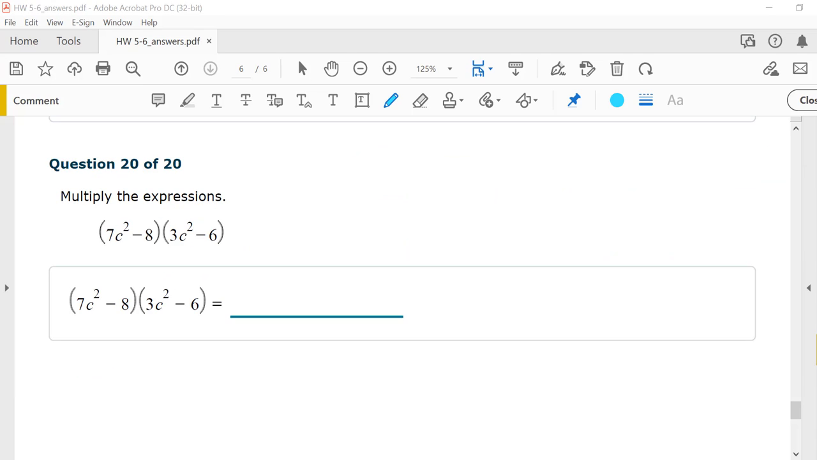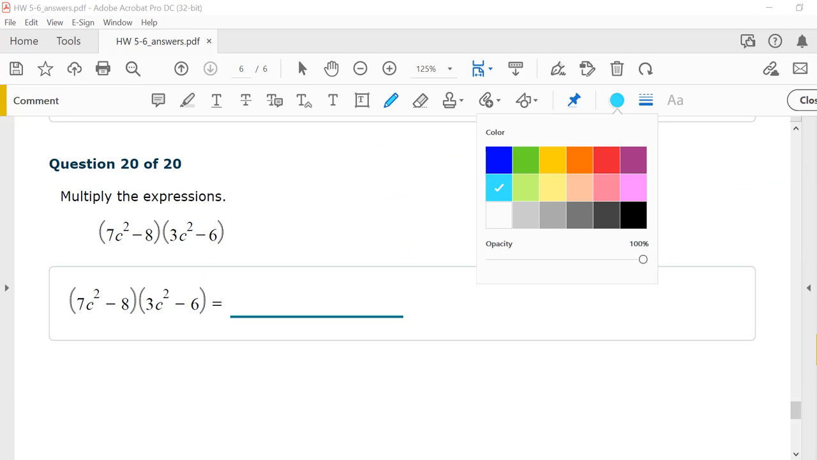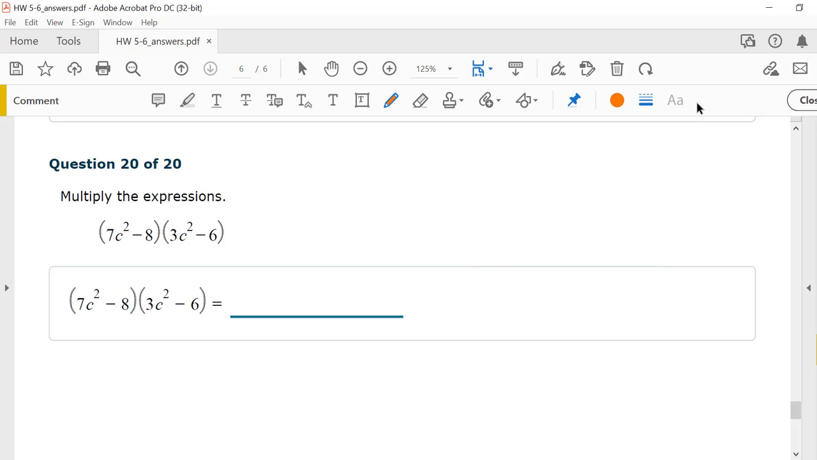Last problem, number 20. I see that I'm multiplying a binomial times a binomial, so I'm going to go FOIL. When I multiply the first terms, here's a first term, here's a first term. 7c squared times 3c squared is 21c to the 4, because you add the exponents. 2 plus 2 is 4.